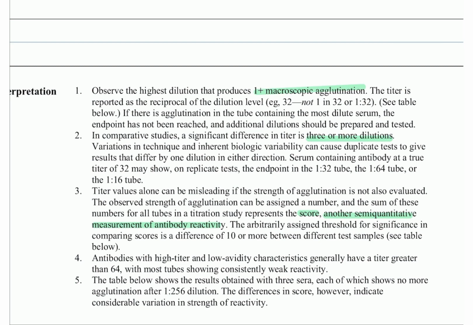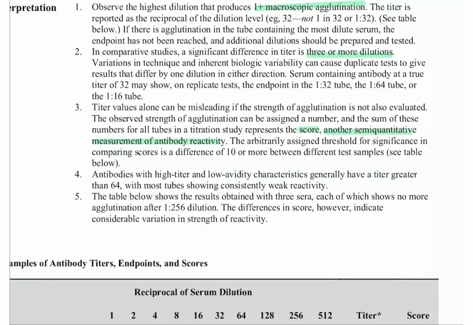In comparative studies, a significant difference in titer is 3 or more dilutions. Titers are quite subjective, and variations in technique and inherent biologic variability can cause duplicate tests to give results that differ by 1 dilution in either direction.